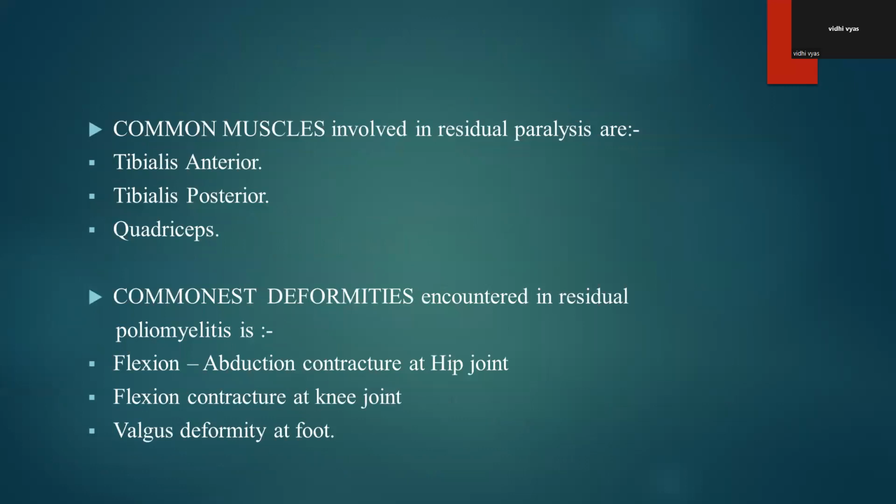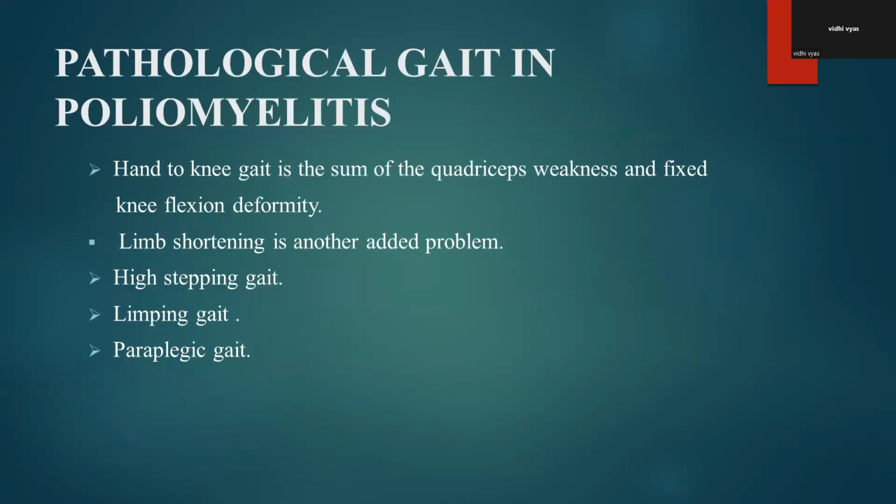Common muscles involved in residual paralysis are tibialis anterior, tibialis posterior, and quadriceps. Common deformities encountered in residual poliomyelitis are flexion, abduction contracture at hip joint, flexion contracture at knee joint, valgus deformity at foot. Pathological gait in poliomyelitis. Hand to knee gait is the sum of the quadriceps weakness and fixed knee flexion deformity. Limb shortening is another added problem. High stepping gait, limping gait, and paraplegic gait.